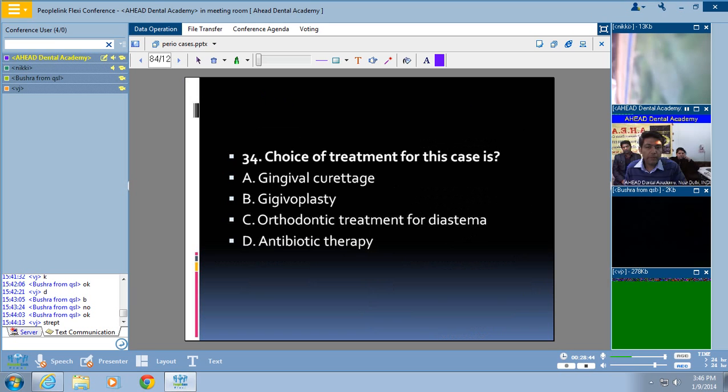Now let's come to the treatment part. What is the choice of treatment for this case? A, curettage; B, gingivoplasty; C, orthodontic treatment for the diastema; or D, antibiotic therapy.